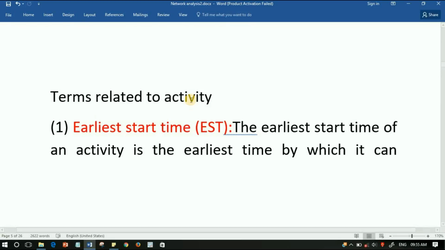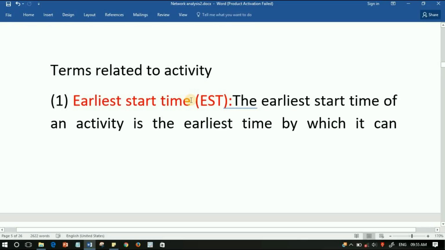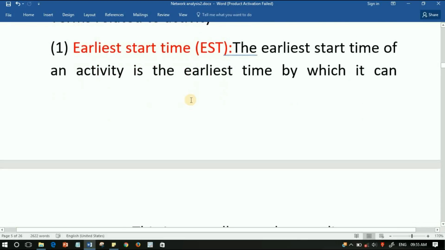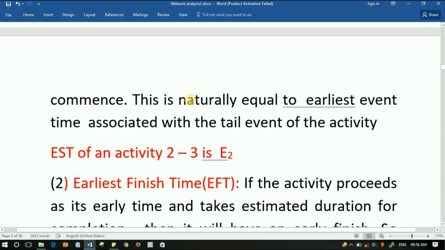Now we are going to discuss terms related to activity. First of all, we discuss the earliest start time or EST. The earliest start time of an activity is the earliest time by which it can commence. This is naturally equal to the earliest event time associated with the tail event of the activity. For example, for the activity 2-3, the tail event is 2, so EST is E2.